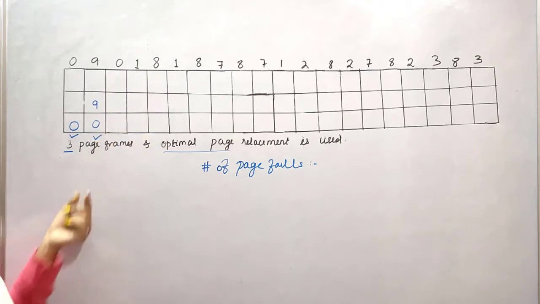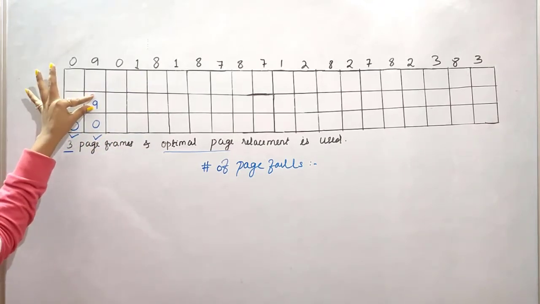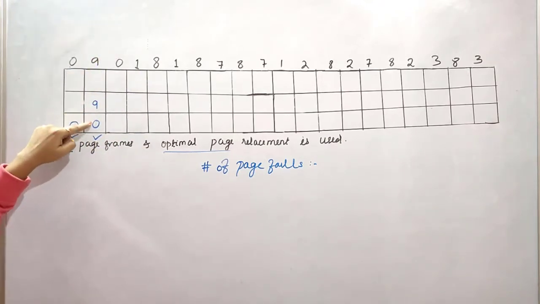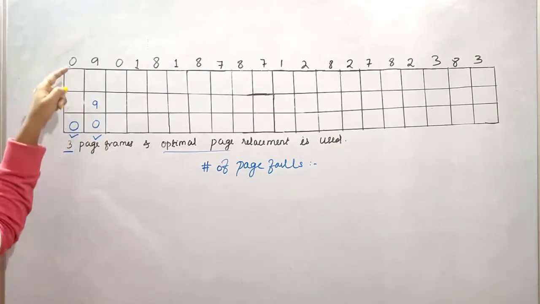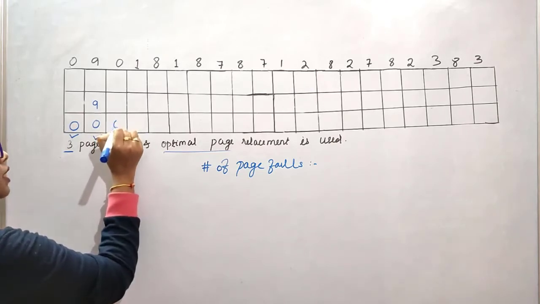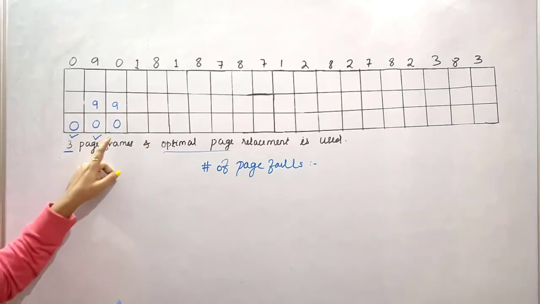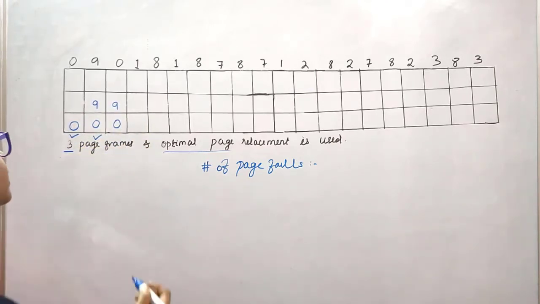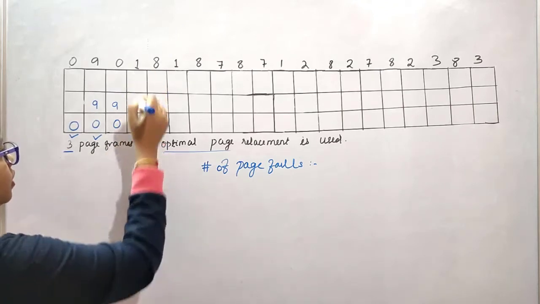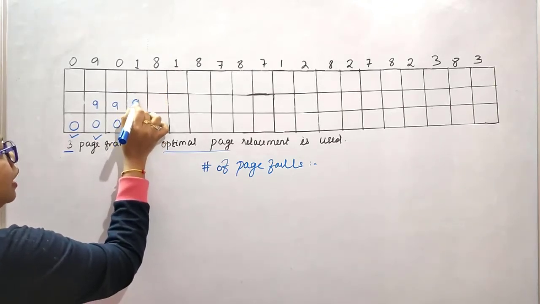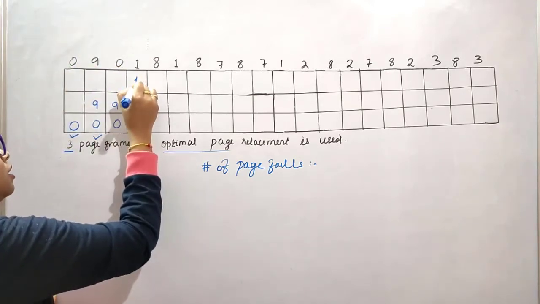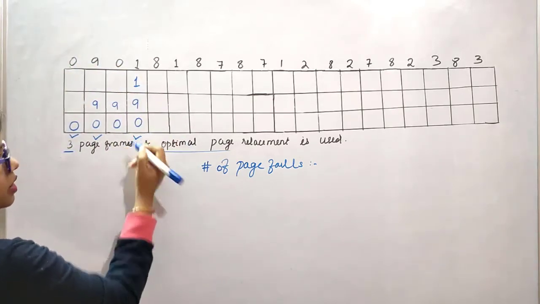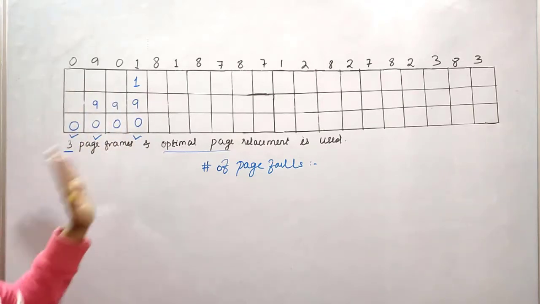See here, now inside main memory 0 and 9 are present and the CPU is searching for 0. So this is a page hit, because 0 is already available inside the main memory. So here it simply stays 0 and 9 because there is no page fault. Now when it is 0, 9 and the CPU is searching for 1, 1 is not there, so this will be a page fault. Okay, till this point it is fine.